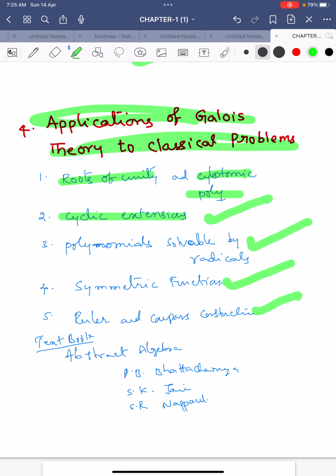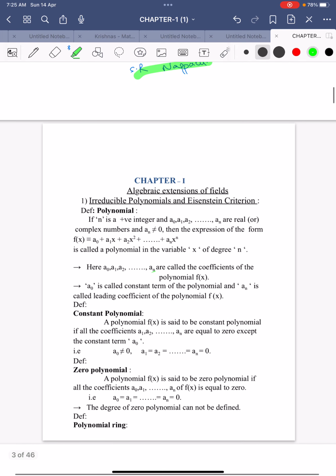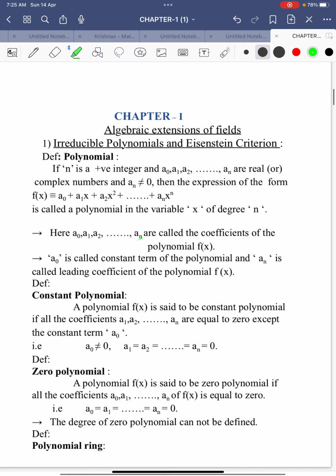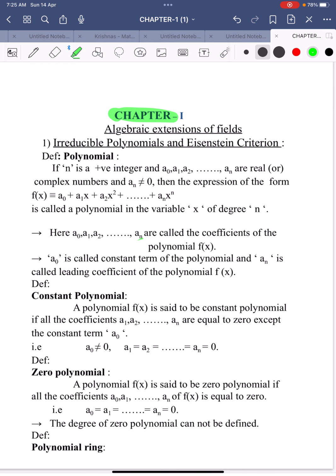So to cover all these four units, I am going to use the textbook Abstract Algebra written by Bhattacharya, Jain and Nagpal. Let us start with Introduction, Chapter 1, Algebraic Extension of Fields. The very first topic is irreducible polynomials and Eisenstein criterion. First, let us see the definition of polynomial.